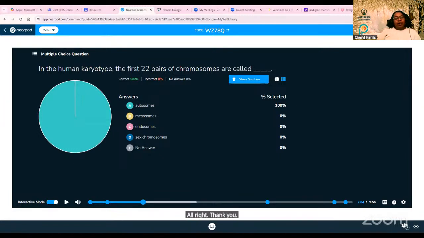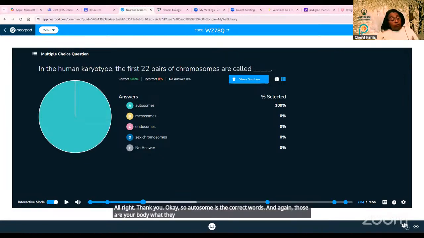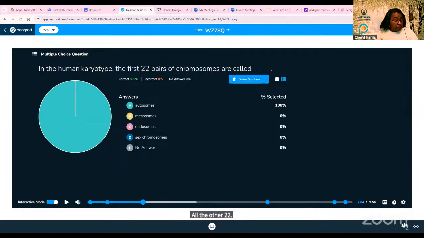Okay. So autosome is the correct word. And again, those are what they call the body chromosomes. And then you have the two chromosomes that determine sex characteristics. All your traits that are maleness or femaleness are found on the X and Y chromosomes. All the other 22 talk about what else is going on in your body. Okay, so when we did the human face characters, all of those would be autosomes.